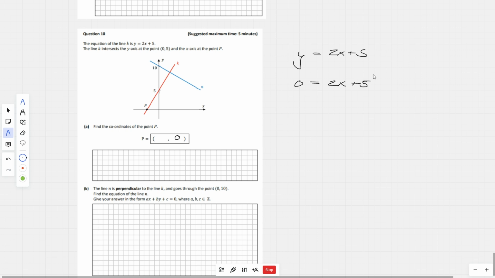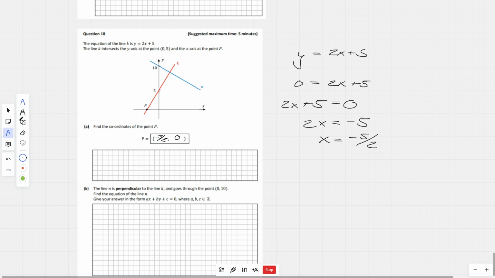From here, notice we only have one variable, which means that we'll be able to solve this equation. I'll just flip it the other way, it's a bit easier to look at. So 2x + 5 = 0. What I'm going to do is put all the letters to one side, numbers to one side. That will give us 2x = -5. Then I'm going to divide both by 2. x = -5/2. So I'll just put that here, -5/2. So that are the coordinates of point P.